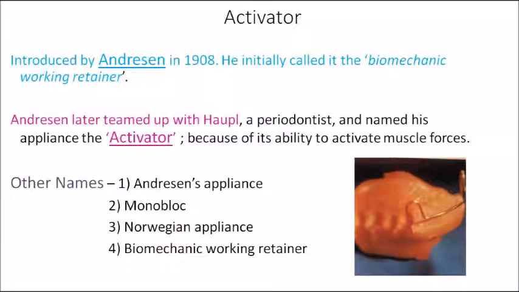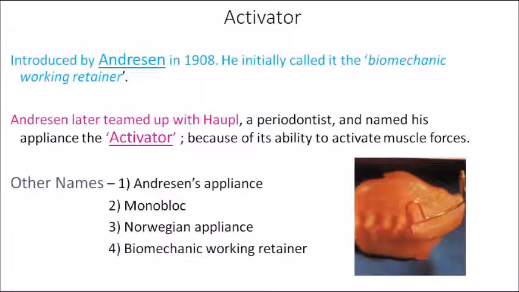A major revolution happened in the field of myofunctional appliances with the introduction of the activator, which was introduced by Andresen in 1908, when he initially called it a biomechanical working retainer. Later he teamed up with Häupl and they developed the appliance further, modified the initial biomechanical working retainer and termed it the activator. The term itself suggests the ability of this appliance to activate the muscles.